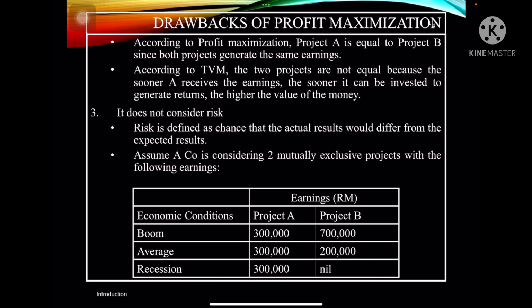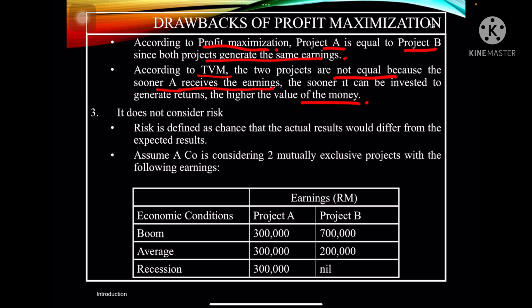So this is the explanation of the slide just now. According to profit maximization, project A and project B are equal, since both projects generate the same earning, which is 250k. But according to the time value of money, the two projects are not equal, because A receives the earnings sooner. A receives first, and then they can invest and get a higher value of money.